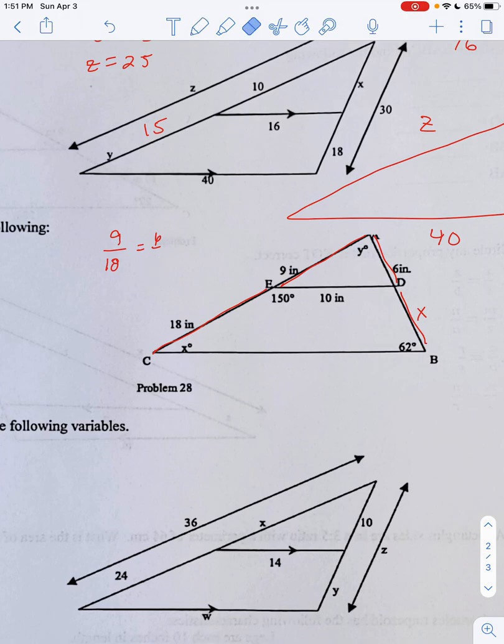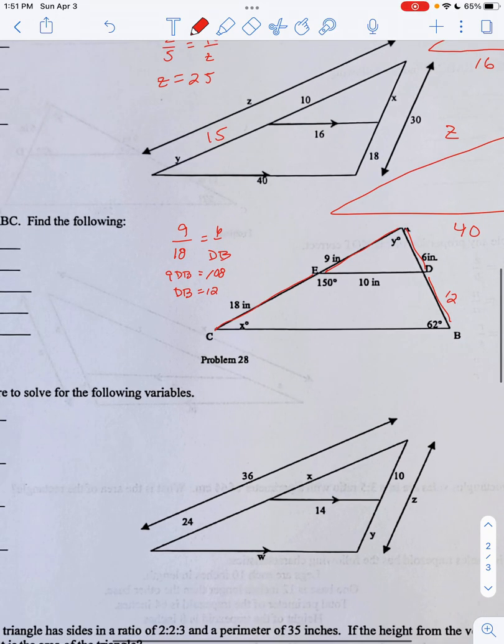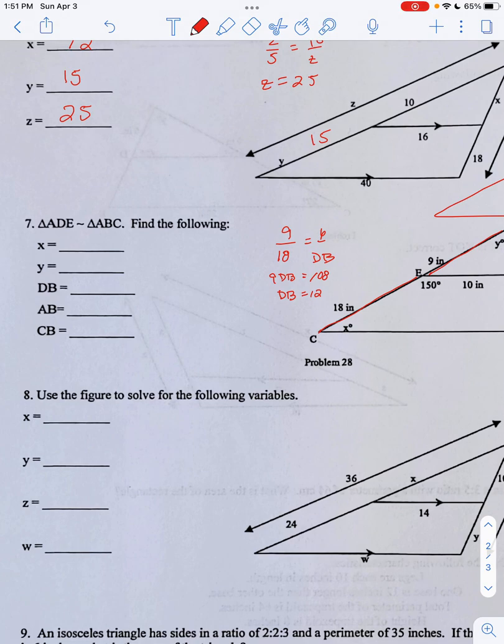So this is actually side DB. Let me just label it DB so we don't confuse it with the actual x. So 9 times DB equals 18 times 6. Divide by 9. Get the length of DB to be 12. And we could have reduced that and just seen a 1 to 2 ratio.